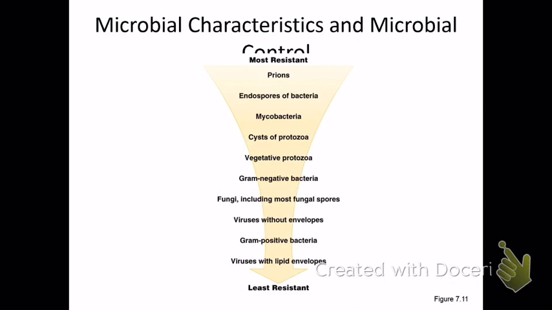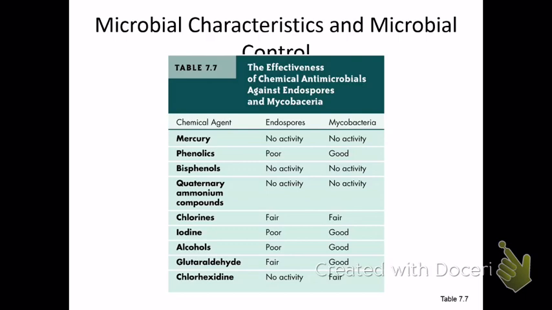This is just a picture I took out of the book, so you don't have to know this picture by any means. Don't memorize this. But it's just talking about what is most resistant and what is least resistant. You can see that endospores are among the most resistant. So we've talked about that. And then gram-positive are least resistant for chemicals. So you don't have to memorize this. I just thought it would be interesting to look at. Again, a table out of the book. Don't memorize this, but it was just interesting. It goes over the chemicals on the left-hand side and then their effectiveness on endospores. So poor to not very well.